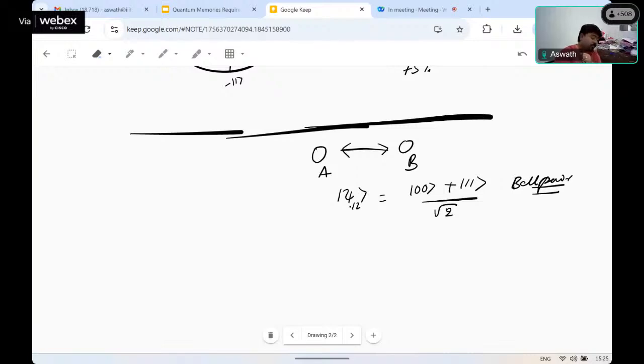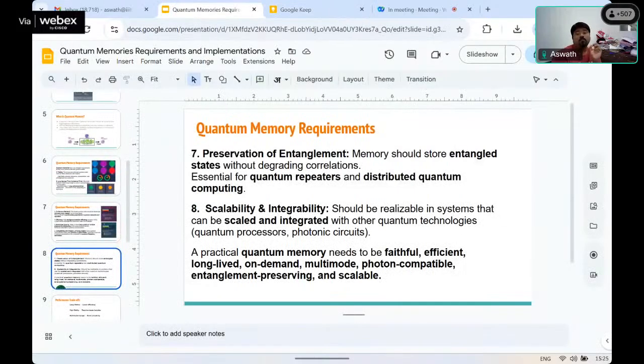So preservation of entanglement is one of the factors to be considered while designing a quantum memory. And the next one is scalability and integrability. These two things should be realized in the system so that we can do scaling and integration. Quantum processors or photonic circuits are the ones which allow one to scale the systems to larger computations. So quantum memory should allow this.